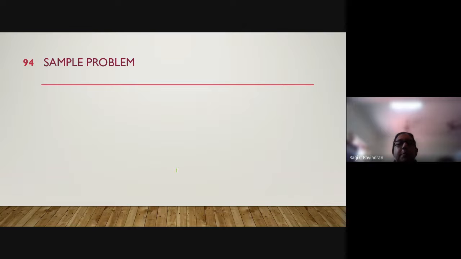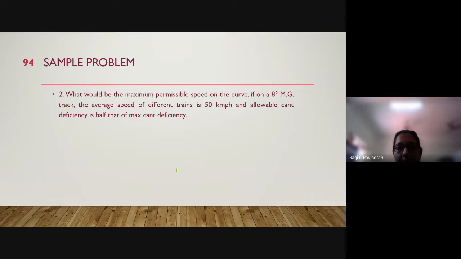So let's move to the next problem. Again, another problem with a small difference. What would be the maximum permissible speed on the curve if, on an 8-degree meter gauge track, the average speed of different trains is 50 kmph and the allowable cant deficiency is half that of the maximum cant deficiency? Here they have given a specific condition. You simply cannot take the maximum cant deficiency; the allowable cant deficiency is half that of the maximum cant deficiency.